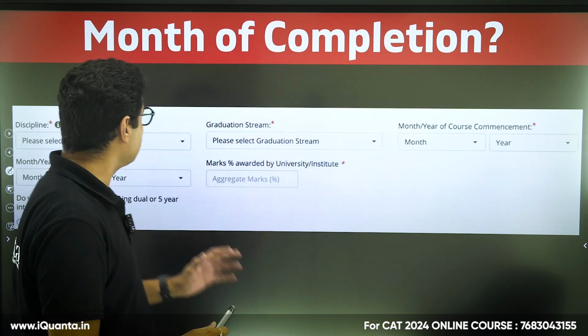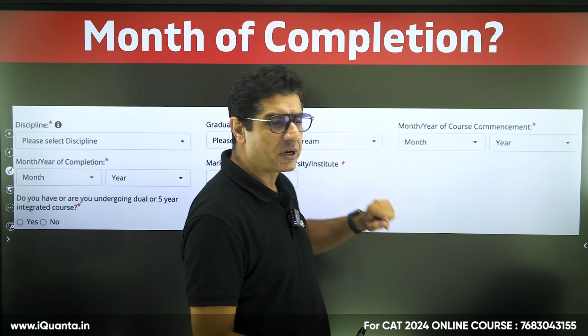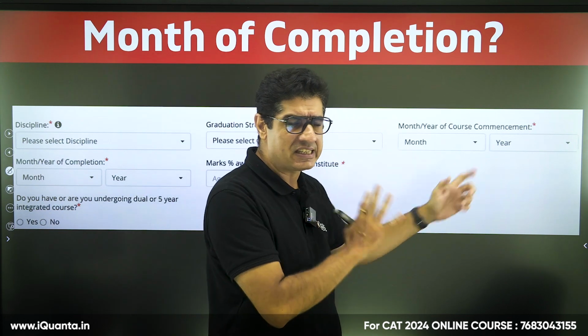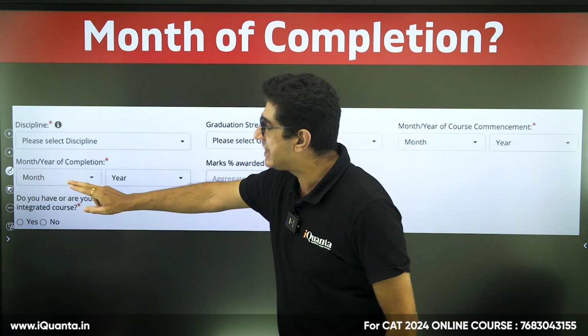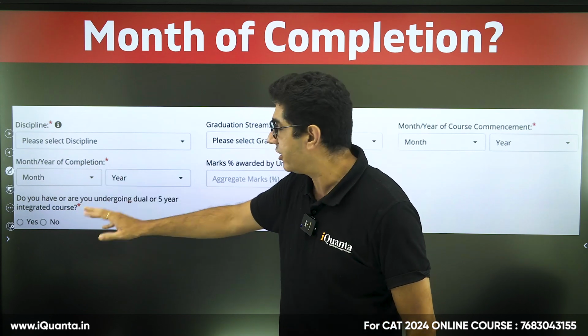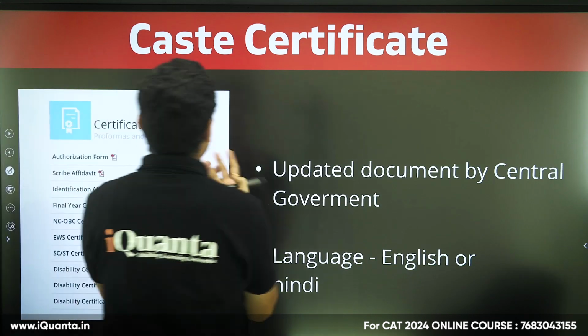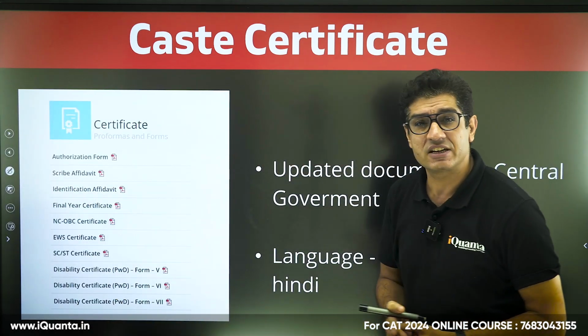So that is the month that you are going to go ahead and put up in this particular form. Course commencement is easy, but the course ends in that month within which the result was declared. So that's about month or year of completion. Then we have this information about caste certificate.